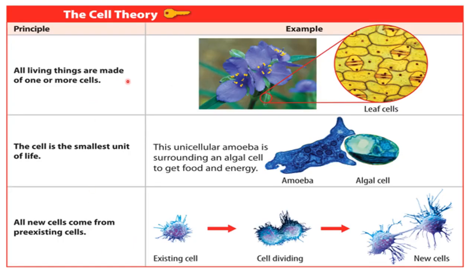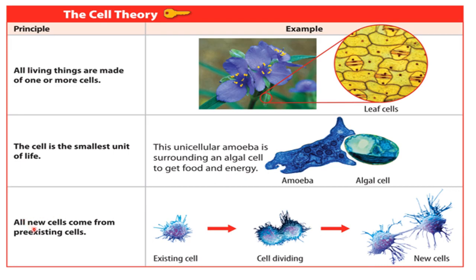Now, what was cell theory? The first principle is that all living things are made up of one or more cells. As you can see in the example, even plants are made up of cells. The cell is the smallest unit of life. You can compare it with a unicellular organism. This unicellular amoeba is surrounding algal cells to get food and energy.